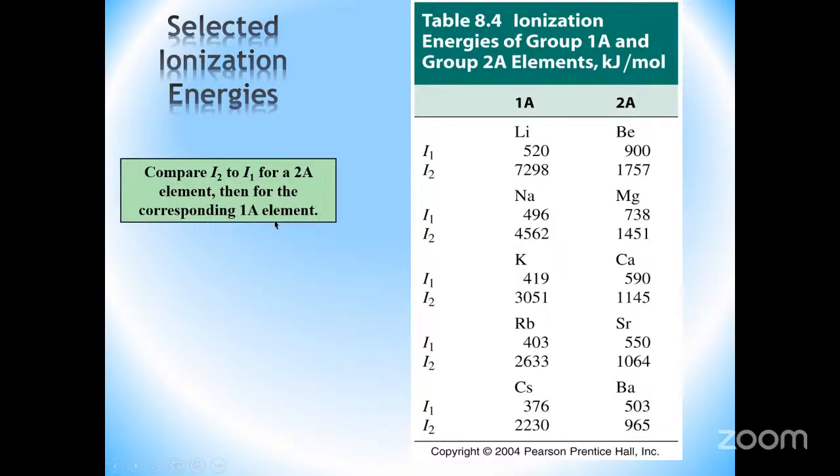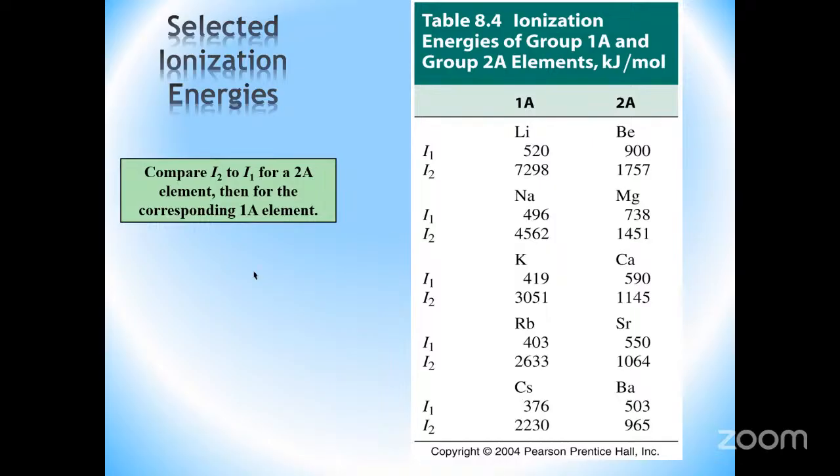So just to highlight an example of that, let me explain what we have here. What we have here is a table which gives you the first and second ionization energy of elements in groups 1A and 2A, all right? So these are the values of first and second ionization energy for lithium and beryllium, same values for sodium and magnesium, similar values for potassium and calcium, and so on and so forth, right?